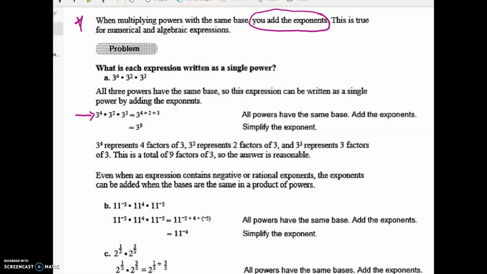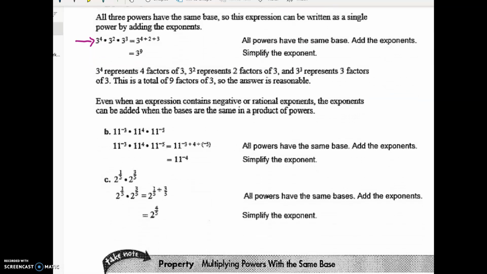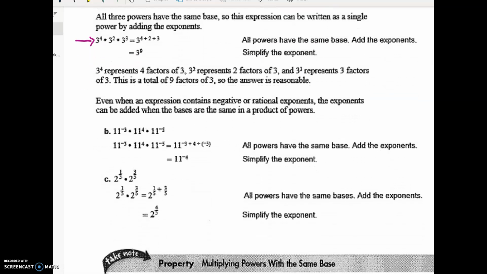Now, even when an expression contains a negative or rational exponent, a rational exponent would mean it's a fraction, the exponents can be added when their bases are the same in the product. So here's some more examples here. On B, we can see they all have a base of 11. So we keep that 11 and then we add our exponents together. So we would end up with 11 to the -4th power.